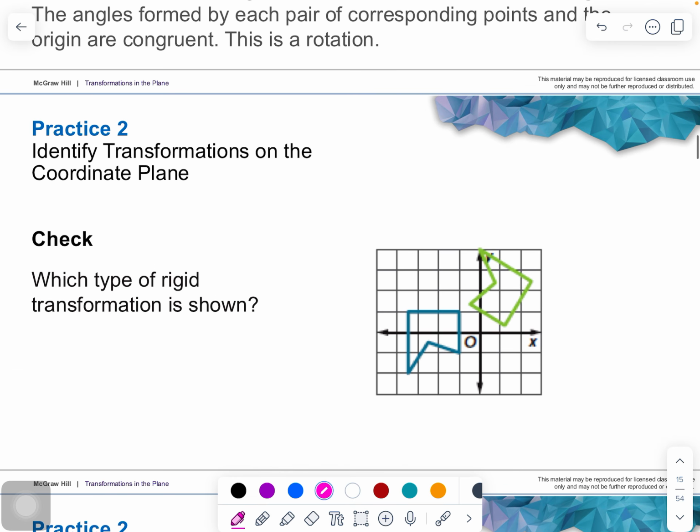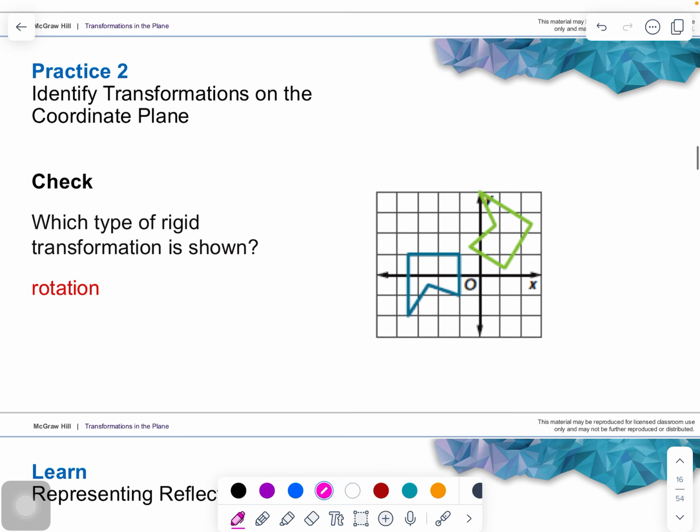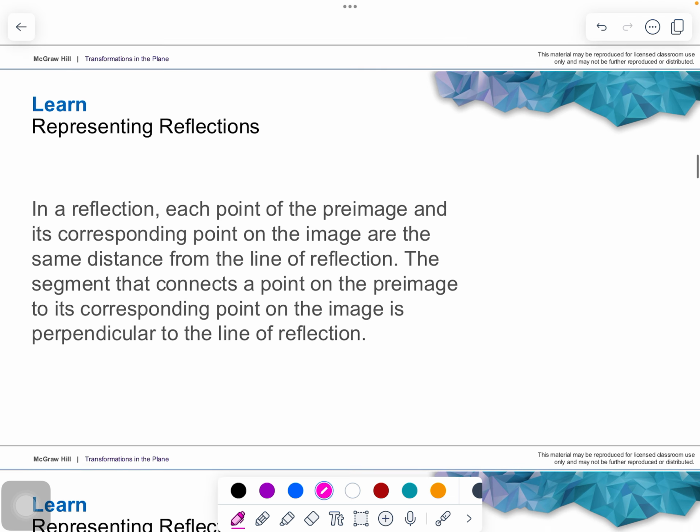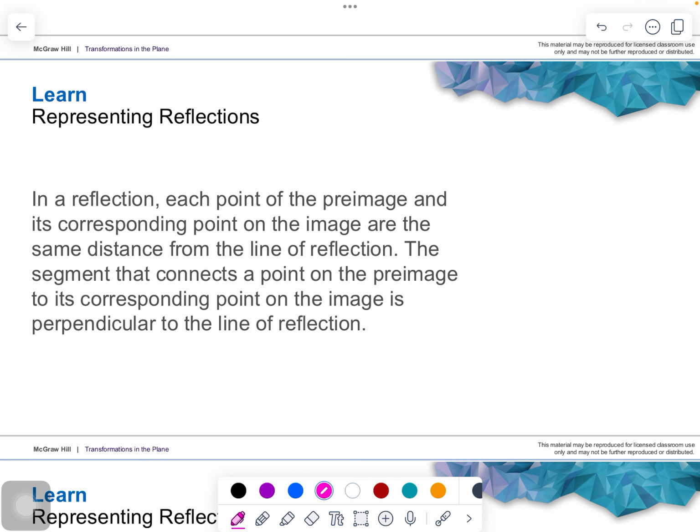Okay, so you do this one. What is that? Go ahead and pause me, write it down. Hopefully you wrote down that that was a rotation. It definitely rotated up and over that way. All right, so let's talk about reflections. In a reflection, each point of the pre-image and its corresponding point on the image are the same distance from the line of reflection.